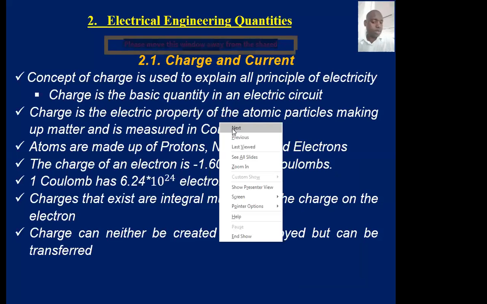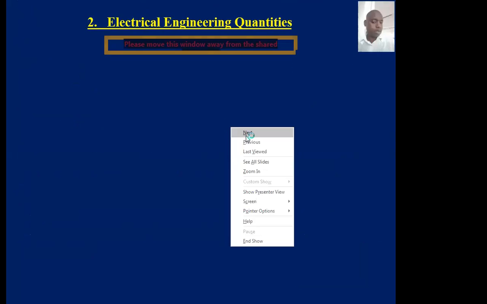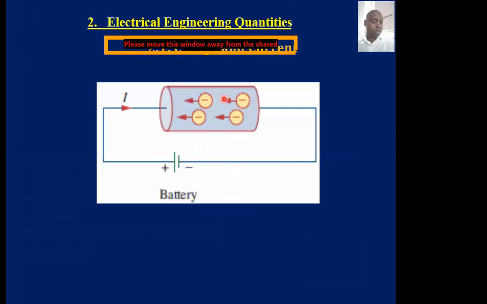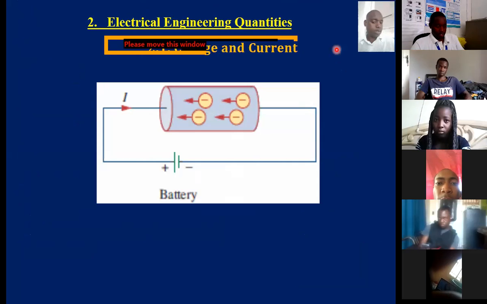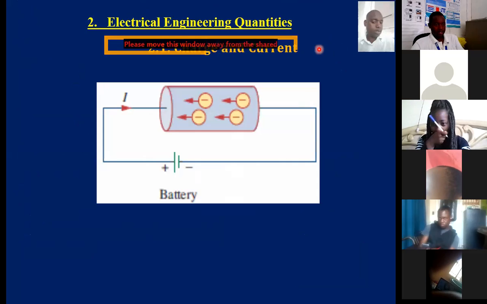Right. There's background noise there. Can someone mute their audio, please? It's giving some interference. Thank you.